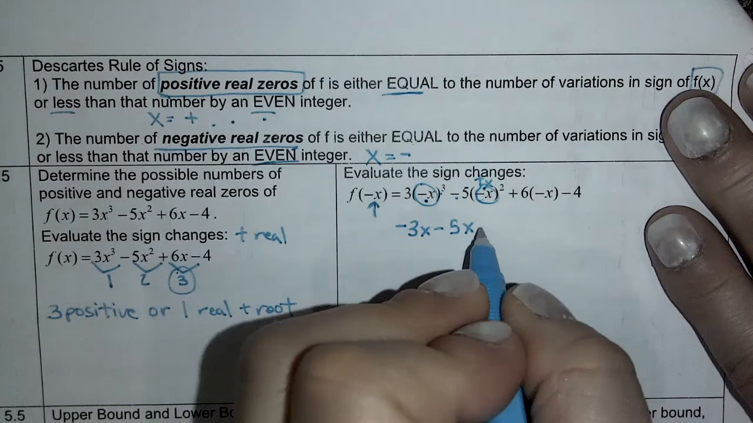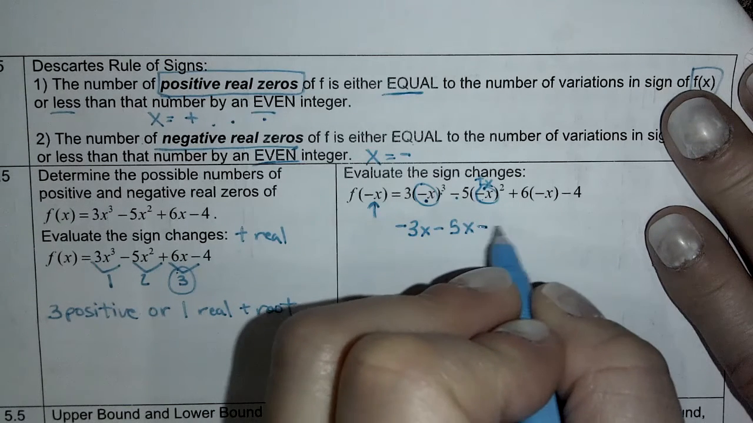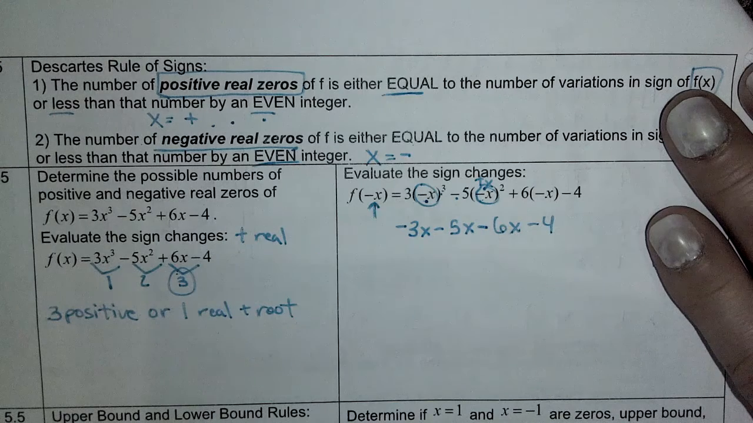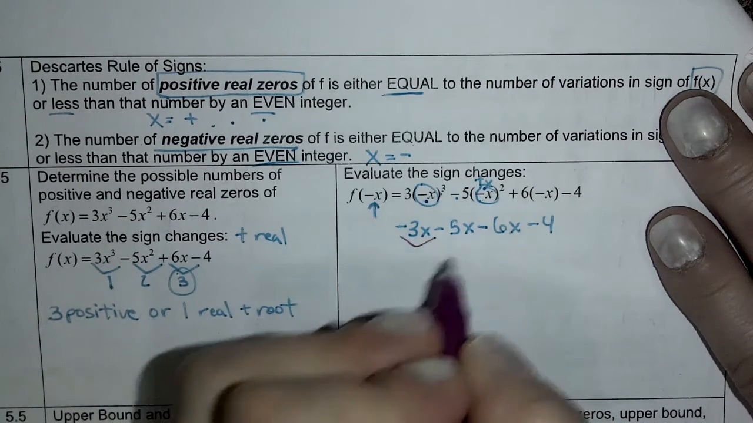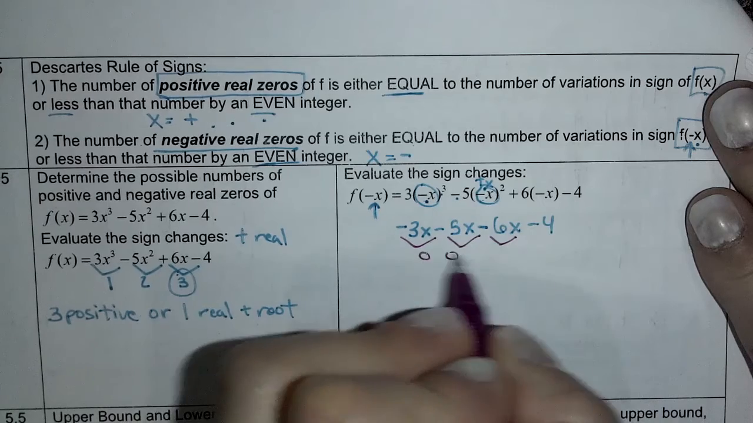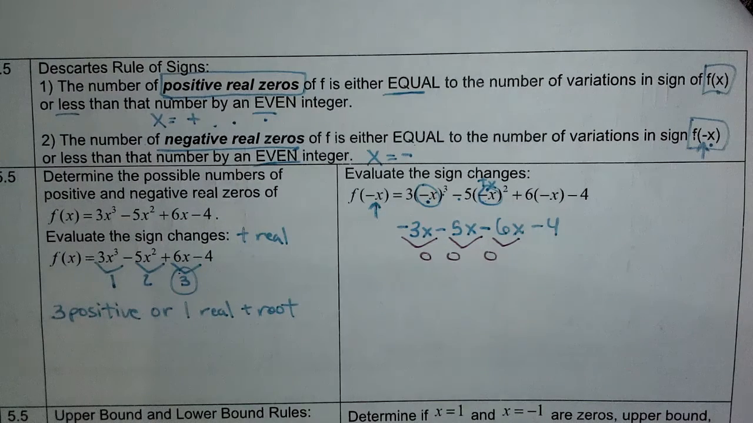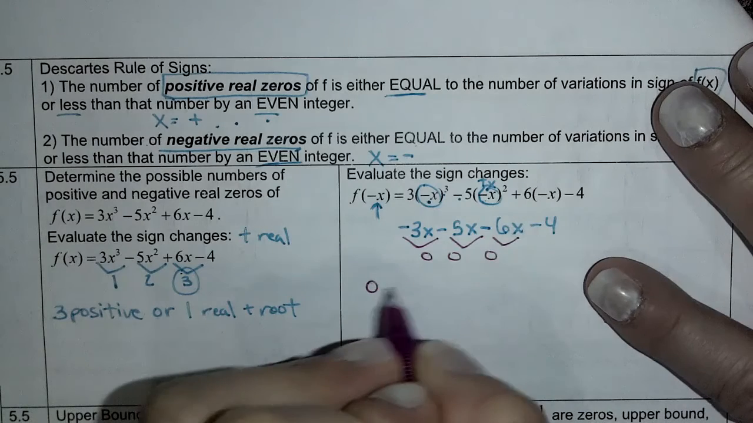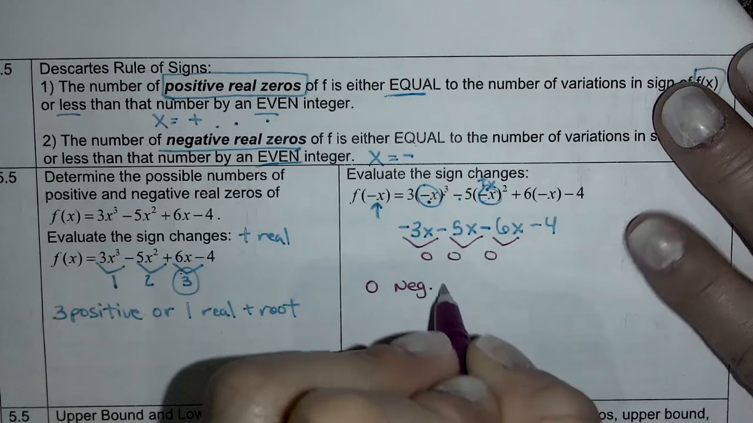Okay, this one we don't have to do anything but separate it out. So negative 6x and then negative 4. Now we're looking for the number of sign changes. So no sign changes, no sign changes, none. So 0, 0, and 0. They were all negative, so what that means is that there are 0 negative real roots.